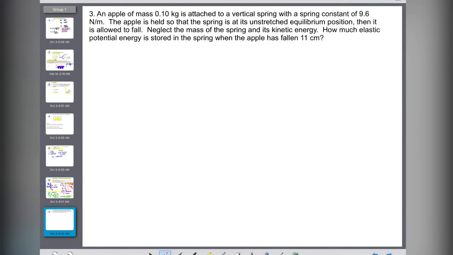Okay, last question. An apple of a mass of 0.1 kilogram is attached to a vertical spring with a spring constant of 9.6 newtons per meter. The apple is held so that the spring is at its unstretched equilibrium position, then it's allowed to fall. So it was at unstretched first, and then it was allowed to fall. Neglect the mass of the spring and the kinetic energy. How much elastic potential energy is stored when the apple has fallen 11 centimeters?